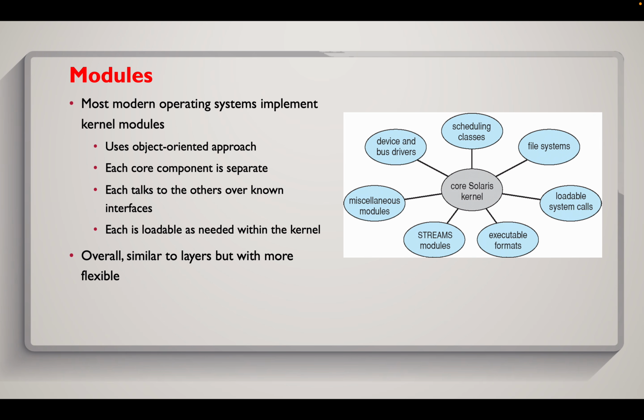Modules. Most modern operating systems implement kernel modules, using an object-oriented approach. These are various Solaris kernel modules. Each and every module is executed for its purpose. For example, the file system module will execute only file system related programs, and so on.